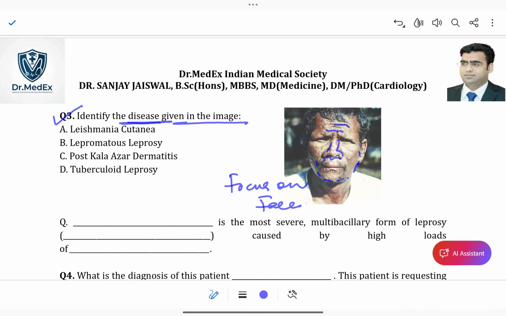First is Leishmania cutanea, I don't think so. B is lepromatous leprosy, we can think about it. Read the options. Post kala-azar dermatitis, don't think so. Tuberculoid leprosy. I think it's lepromatous leprosy. Yes, you are right. Option B is correct.